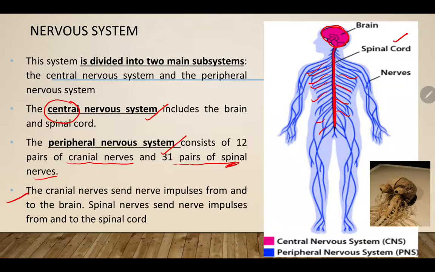The cranial nerve sends nerve impulses from and to the brain. Nama pun cranial nerve, so saraf yang berada di otak. So saraf ni sama ada dia menerima impuls ataupun dia menghantar impuls keluar daripada brain. Spinal nerve sends nerve impulses from and to the spinal cord. Sama lah. So spinal nerve ni sama ada menerima impuls ataupun dia hantar impuls keluar daripada tulang belakang.